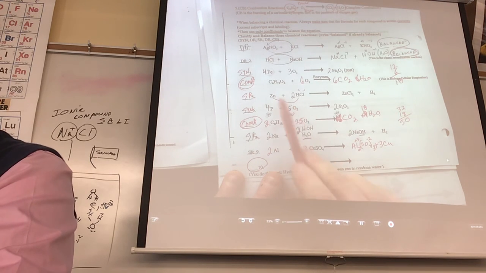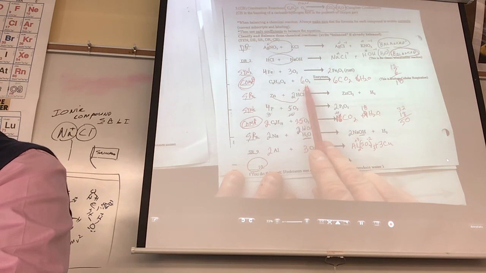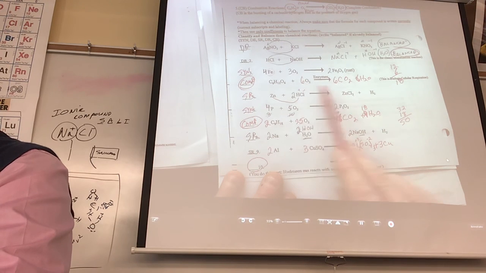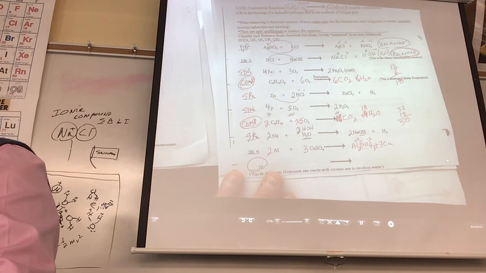Look, glucose. You take in the mitochondria, glucose combines with oxygen. It's called cellular respiration. And what are you giving off right now? You're giving off CO2 and water.